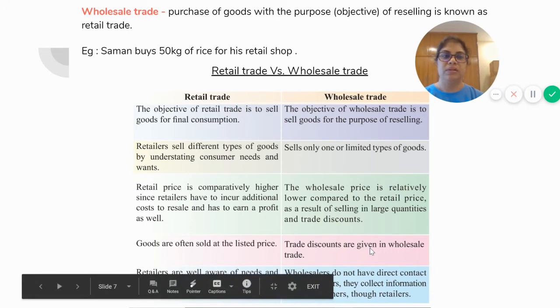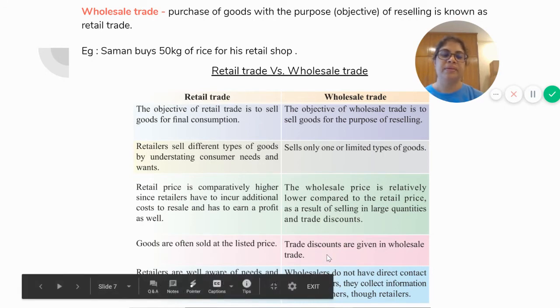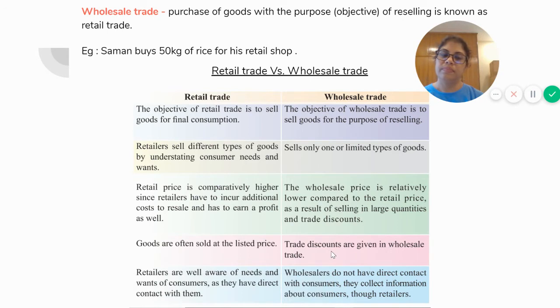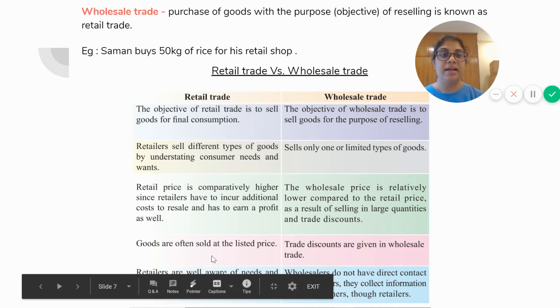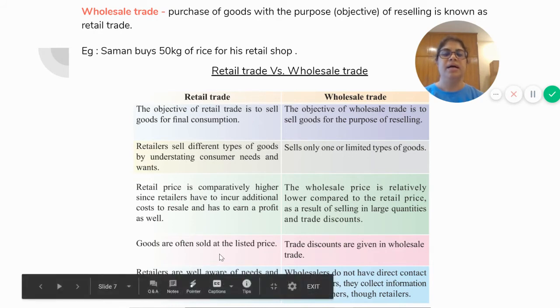Trade discounts are given in wholesale trade, even though the price is marked in products under retail trade. They have to sell them as they have been marked. No discounts will be given. But when it comes to wholesale trade, even though the prices are marked or listed, when you do bulk buying, they will give you discounts. But we can't say that retailers are 100% not giving discounts. Most of the time, they will sell at the listed price.